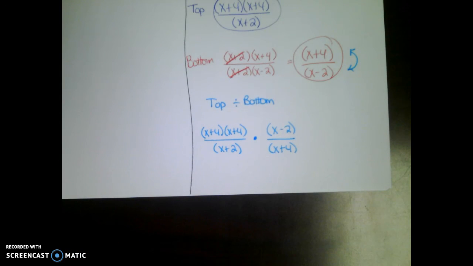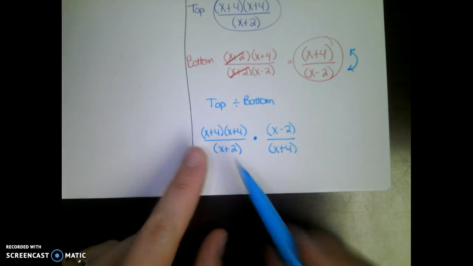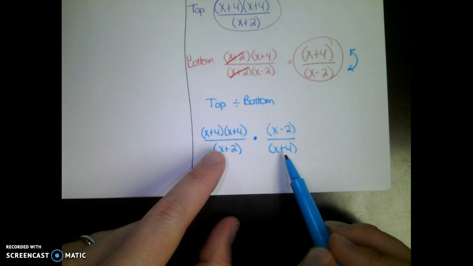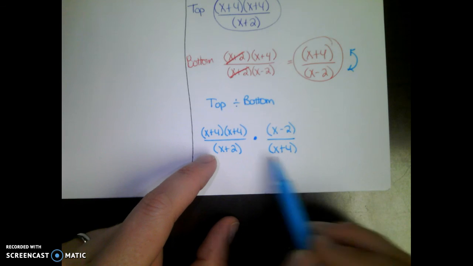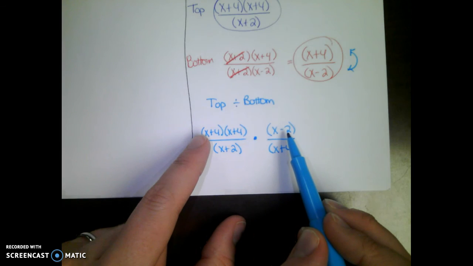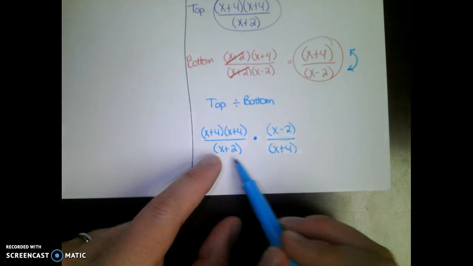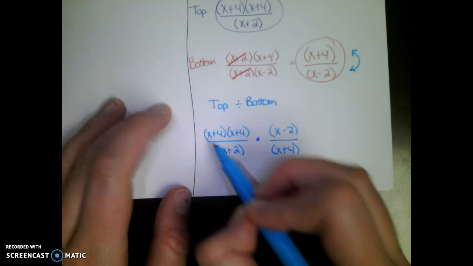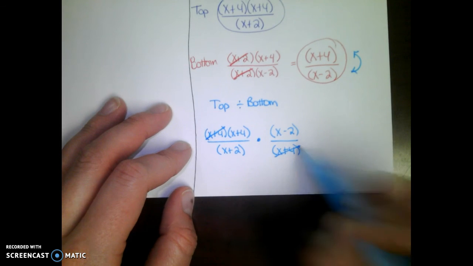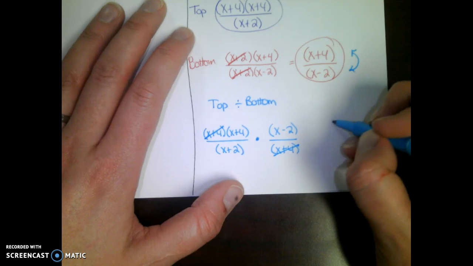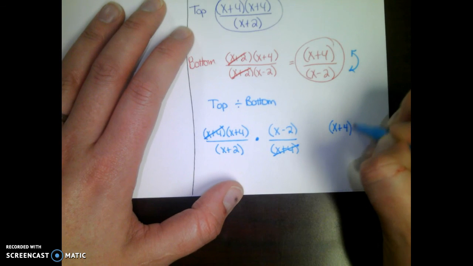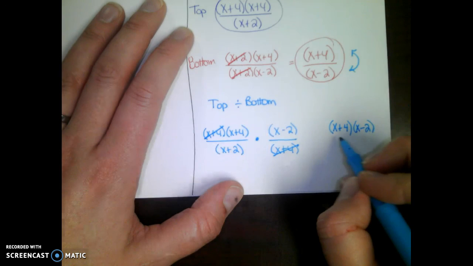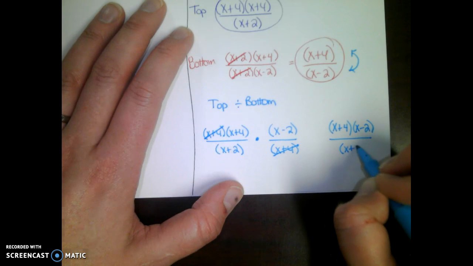Once we write it as a multiplication problem, now these three things are all part of the numerator, and these two things are all part of the denominator. So is there anything in the numerator, any of those three things, that matches any of these two things in the denominator that could cancel? There's an x plus 4. That will cancel. So our final answer, our final simplified complex fraction, is (x plus 4) times (x minus 2) over x plus 2.